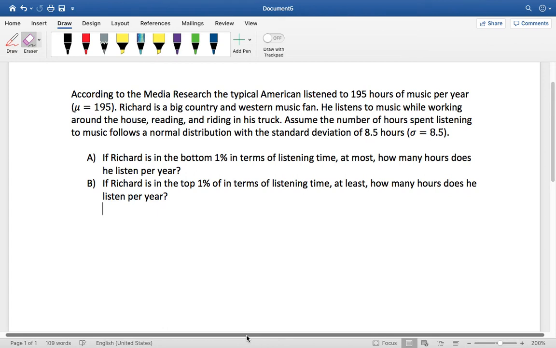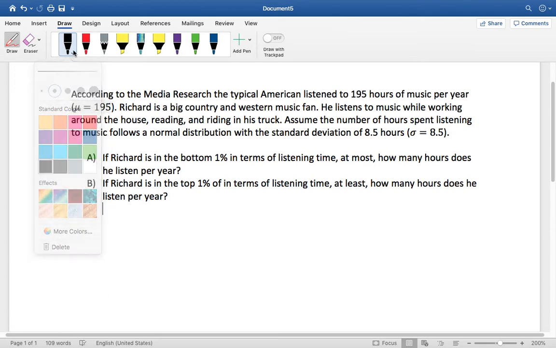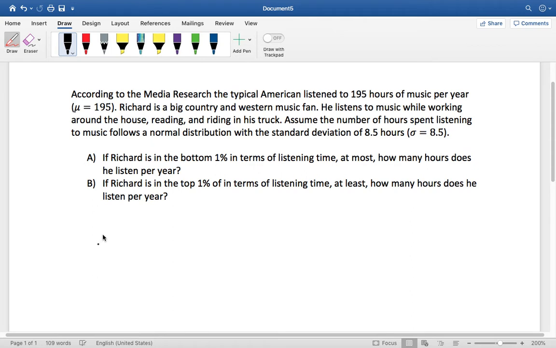According to the media research, the typical American listened to 195 hours of music per year. Richard is a big country and western music fan. He listens to music while working around the house, reading, and riding in his truck. Assume the number of hours spent listening to music follows a normal distribution with a standard deviation of 8.5 hours.